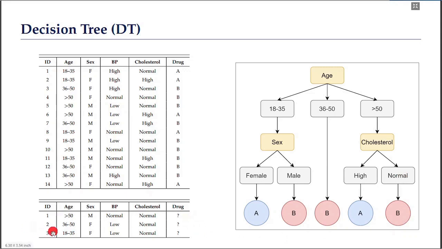For the second, for the age 36 up to 50, regardless of all the other characteristics, the predicted drug type is again B. And for the age 18 up to 35, and if the sex is female, and regardless of cholesterol level, the predicted drug type would be A. So this is the idea of how a decision tree works and makes predictions.